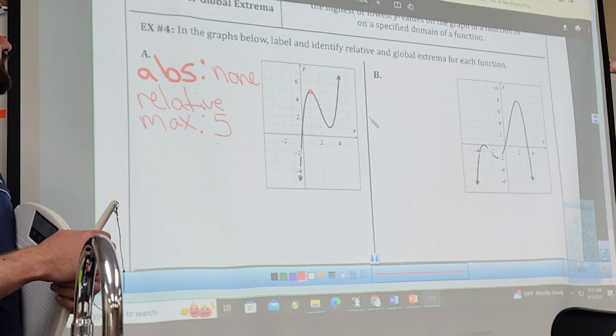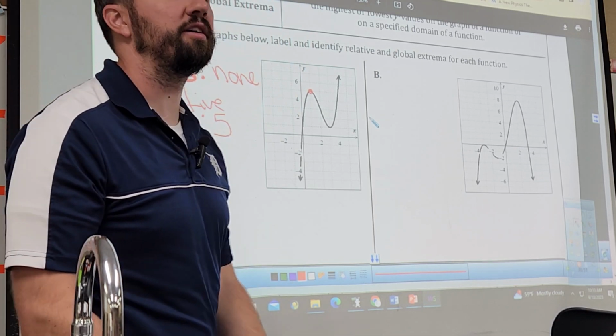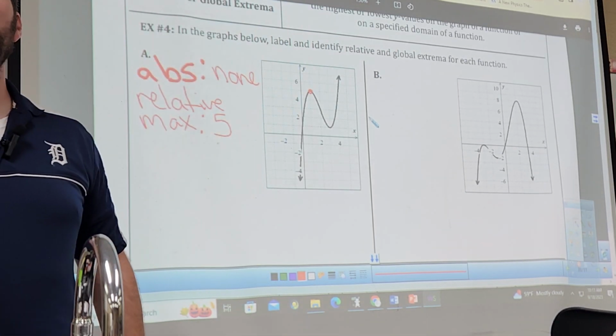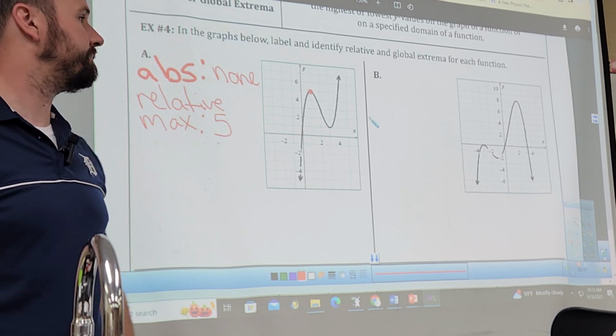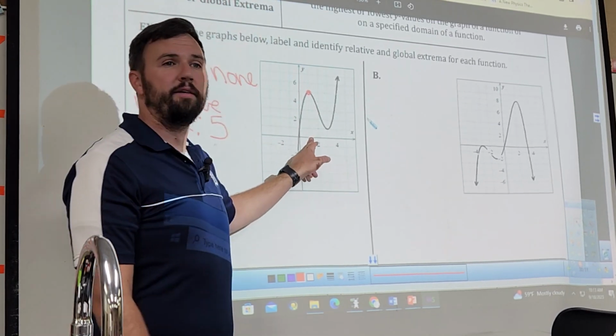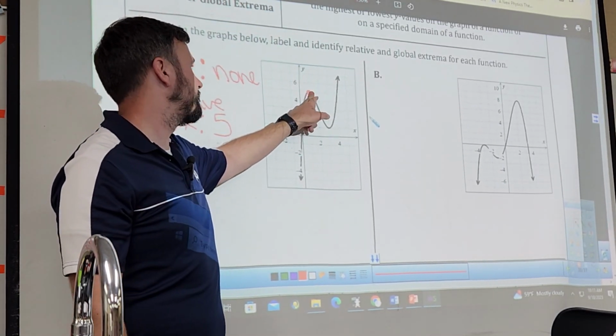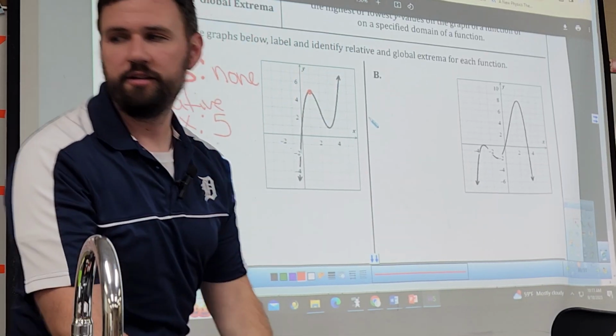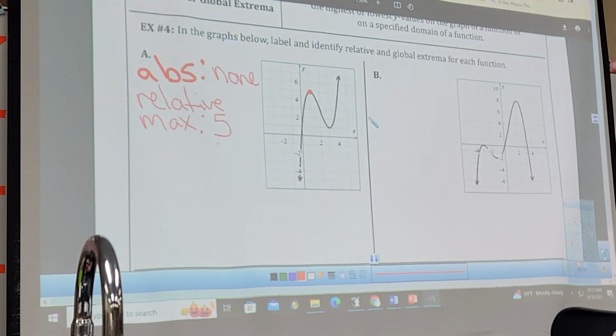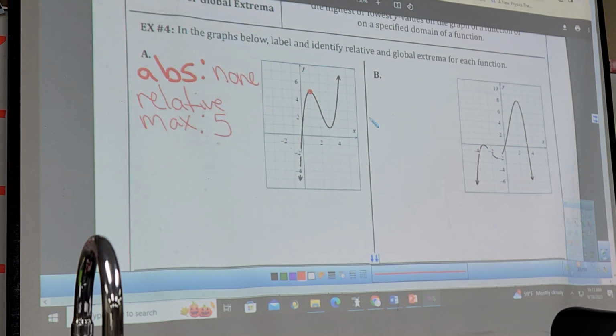Now, if I changed that question, what I just asked, to where is my relative max, what would you have said? 1. 1 is the where. What is the value, right? So my relative max is 5. It occurs at 1.